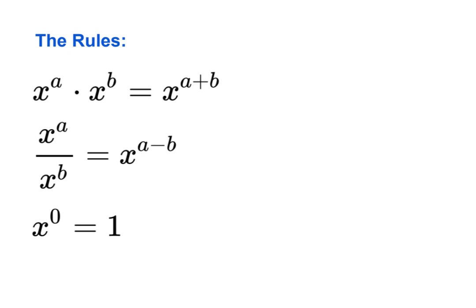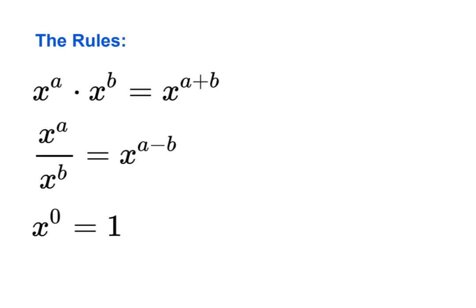The second rule is when you have an exponent guy being divided by another guy with an exponent. You can simplify this, again, if the bases match, by putting them together and subtracting those numbers that are the exponents.